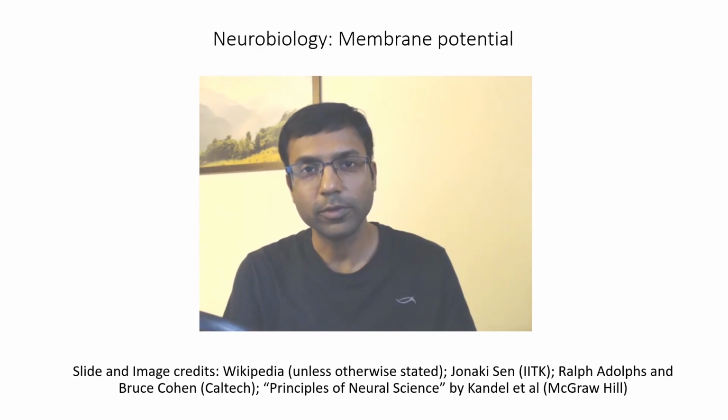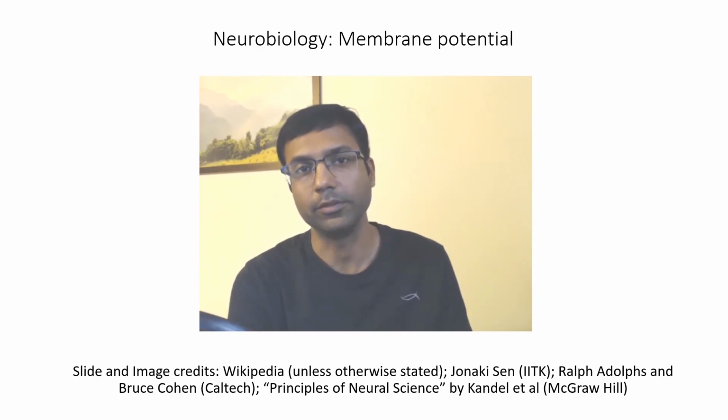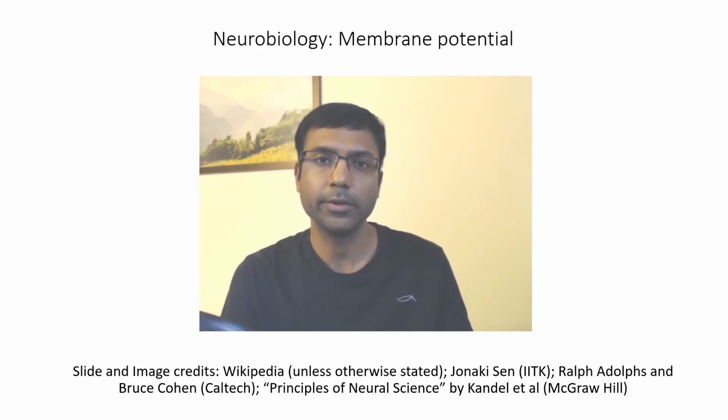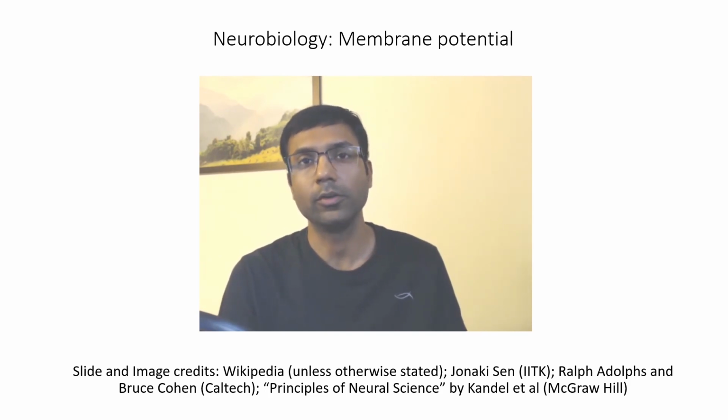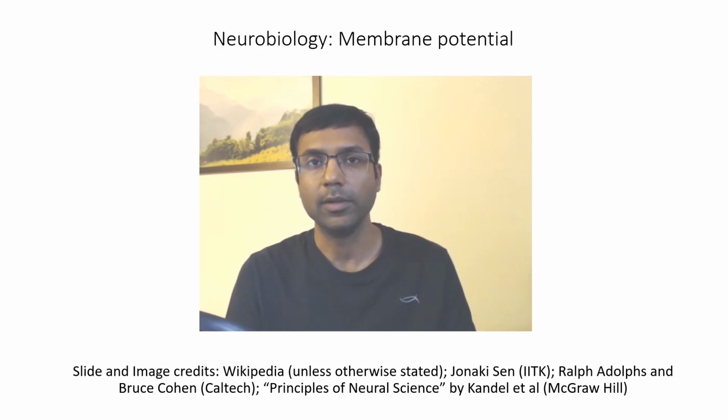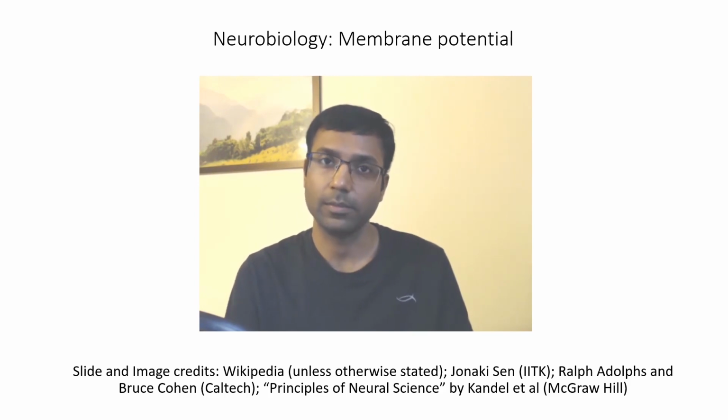In the last few videos, we have been looking at electrical properties of neurons. We have seen different ions that are present commonly in neurons, and we've also looked at properties like resistance, capacitance, and current and voltage in neurons. Now we will try to use these properties to understand how neurons function. And we will start by looking at one very important property of neurons, which is the membrane potential.